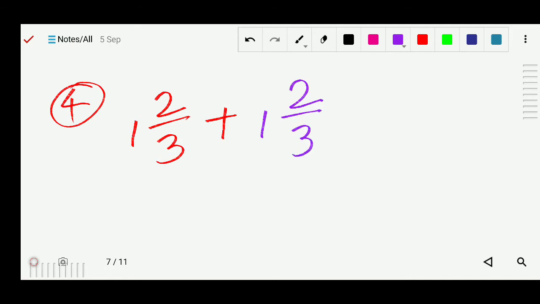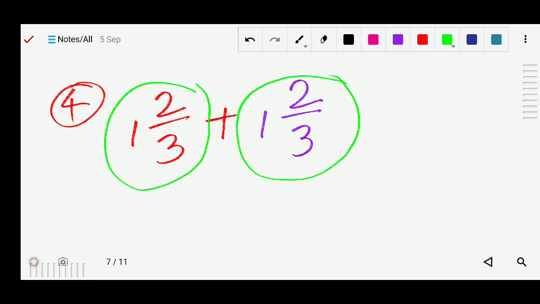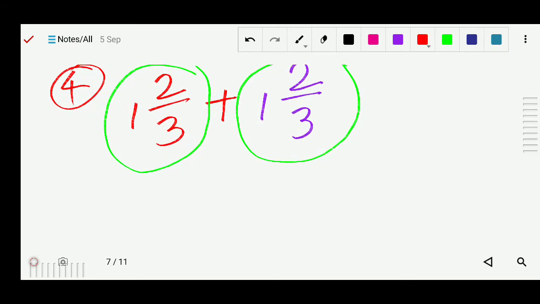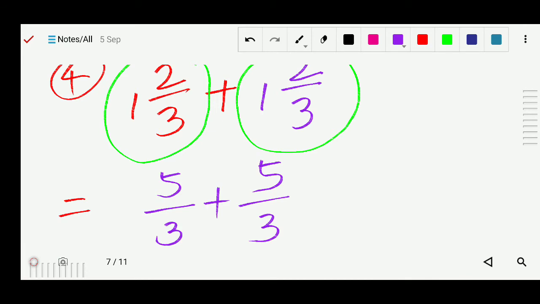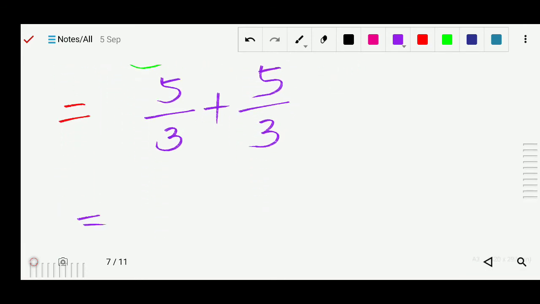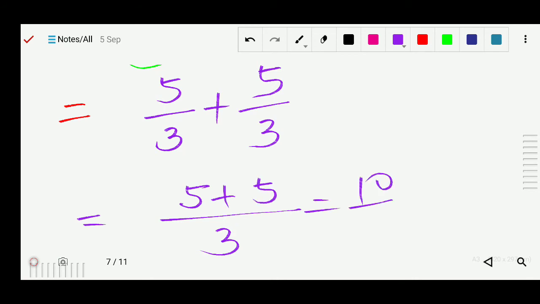So in the 2 times, first time 1 and 2 by 3 and the second time 1 and 2 by 3. So first let us add it. What will be the total during those 2 meals? First we will make it improper: 3 times 1 plus 2, that is 5 by 3. Again, the denominators are the same, so we can add it. So we write 5 plus 5, that is 10 by 3.